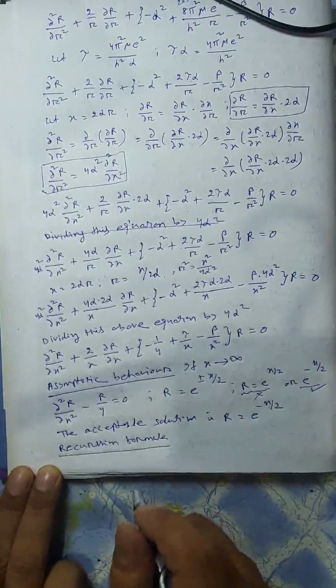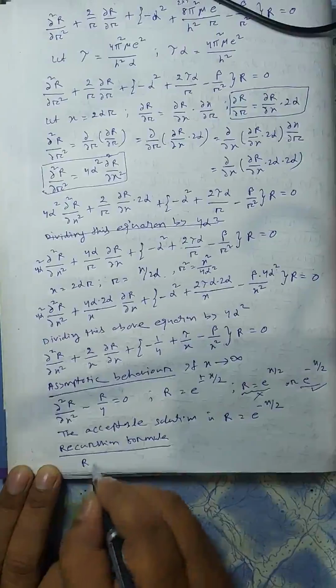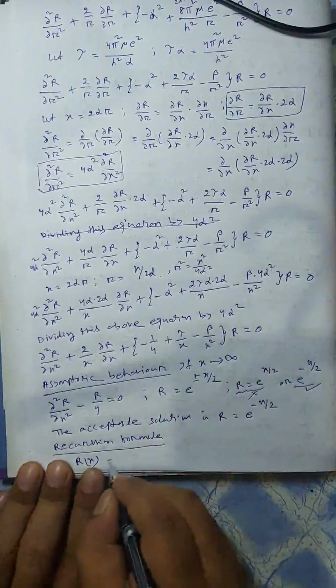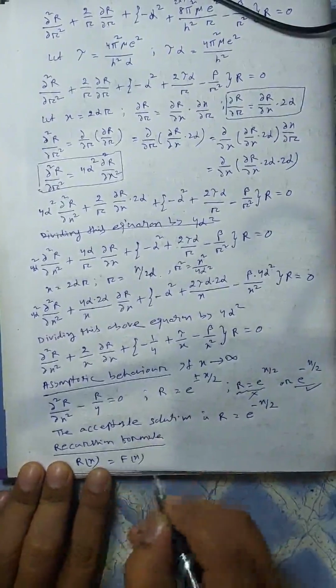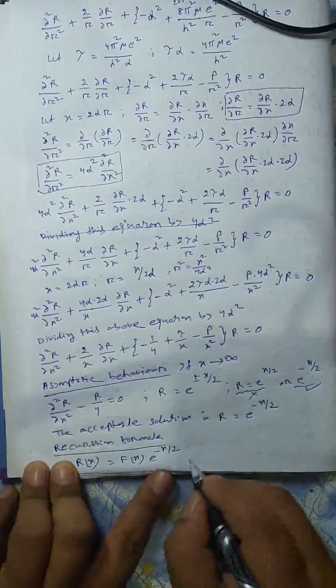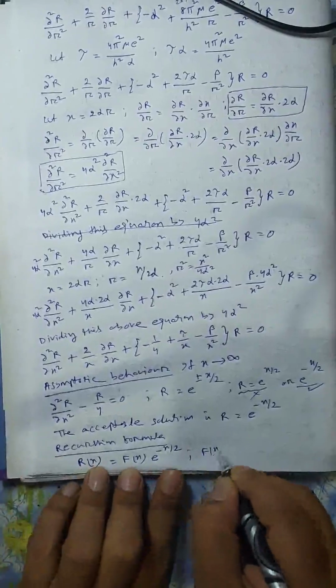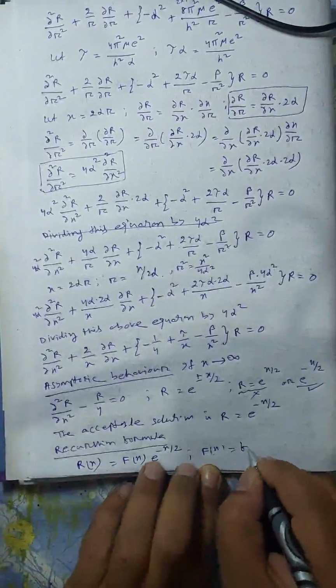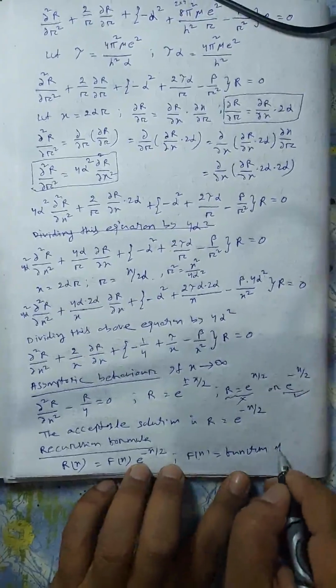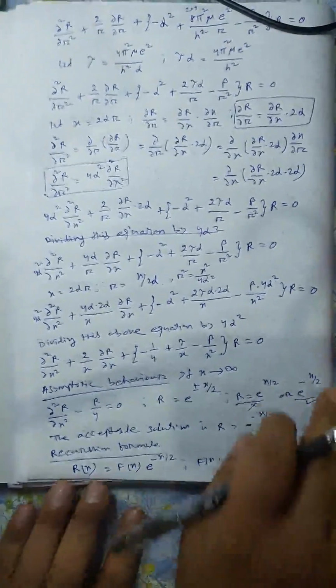Recursion formula we have to apply. Then what is the recursion formula? Now R(x), what should the value be? R(x) is equal to F(x) e to the power minus x by 2, where F(x) is a function of x.